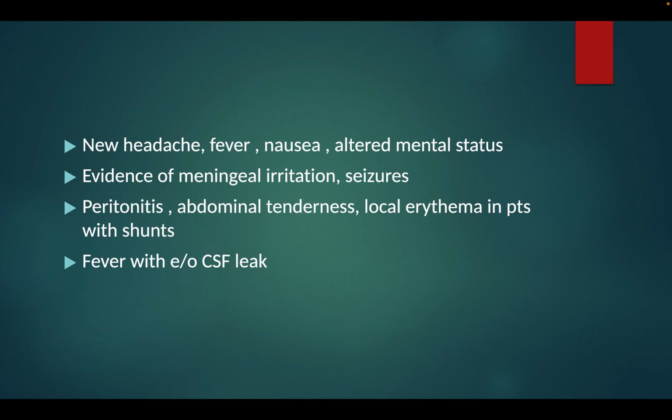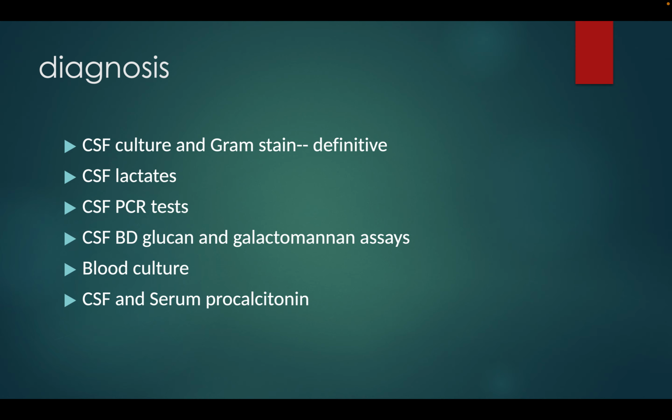So they present with new headache, fever, nausea, altered mental status. There can be evidence of meningeal irritation. At times there can be seizures. They can also have peritonitis, abdominal tenderness, local erythema, especially for the patients who have VP shunt, and of course fever with evidence of CSF leak. So in our patient, I remember this patient had CSF rhinorrhea.